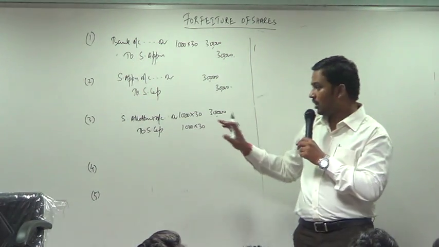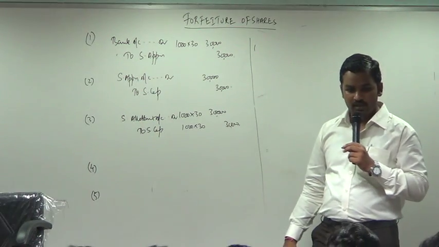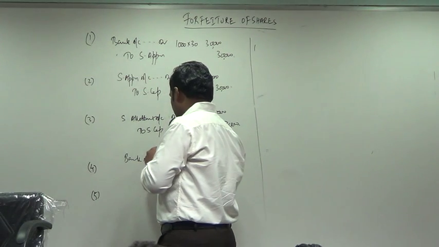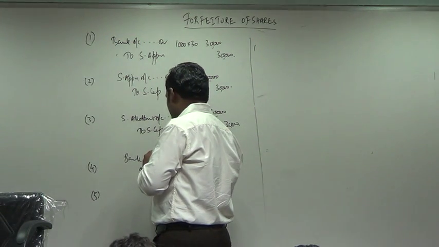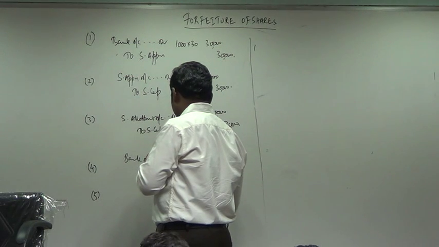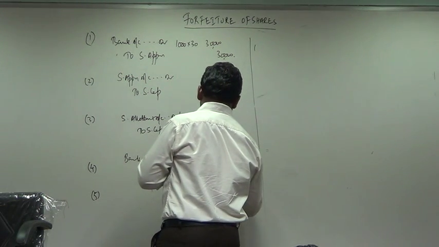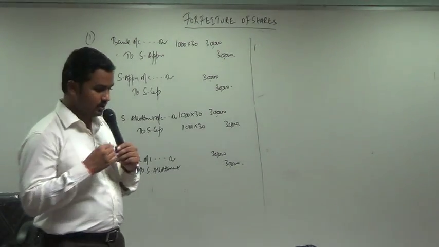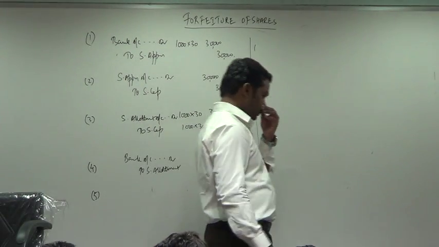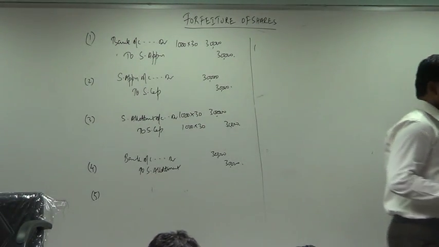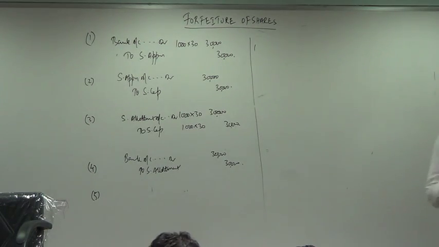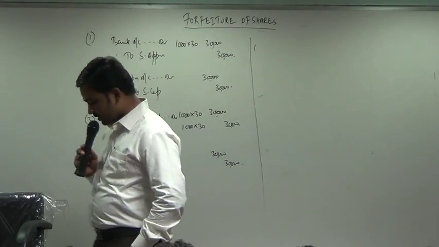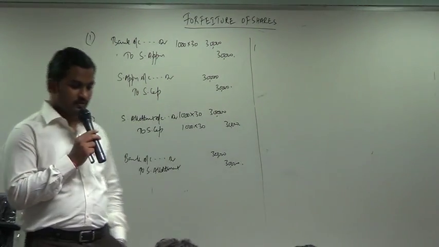Is it clear? Now, allotment money, are we going to receive it now? Yes, you have received allotment money from him. What entry do you write? Bank account debit to share allotment account. How much? 30,000. Bank account debit to share allotment account credit 30,000 rupees. Did you all pass this entry? Next.